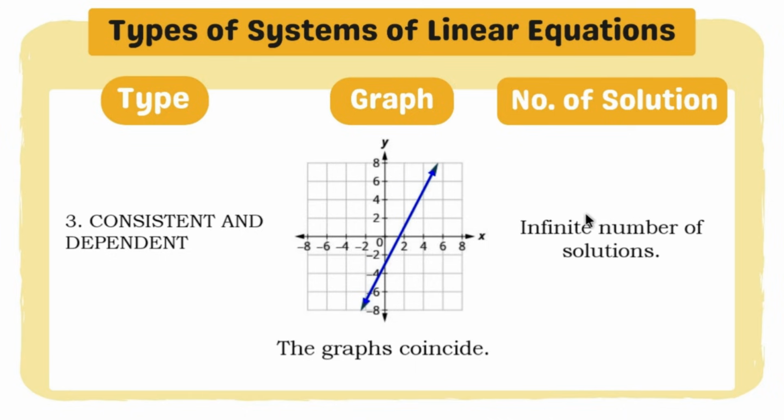So, the number of solution, ilan kaya? So, magiging infinite number of solutions na po siya. So, bawat point dyan sa ating line na yan ay coinciding. So, ibig sabihin, yung solution ng isang equation, parehas din po dun sa isang equation. So, this is what we call consistent and dependent.